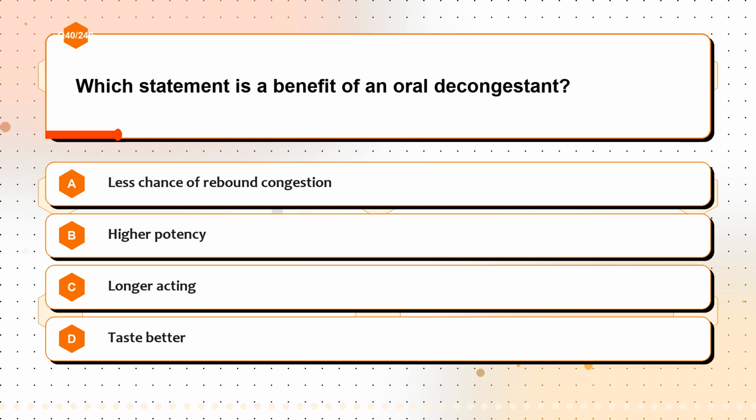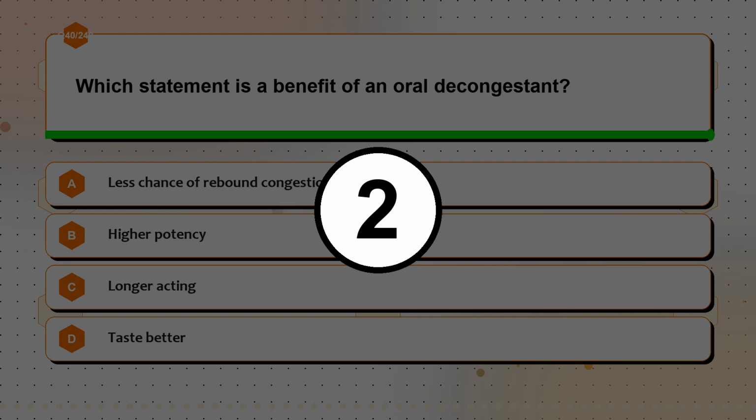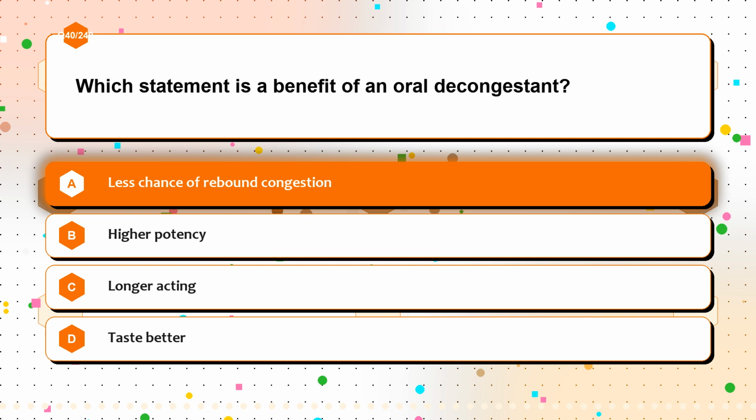Question 40. Which statement is a benefit of an oral decongestant? Here are the options. Option A. Less chance of rebound congestion. Option B. Higher potency. Option C. Longer acting. Option D. Tastes better. The correct answer is option A. Less chance of rebound congestion.